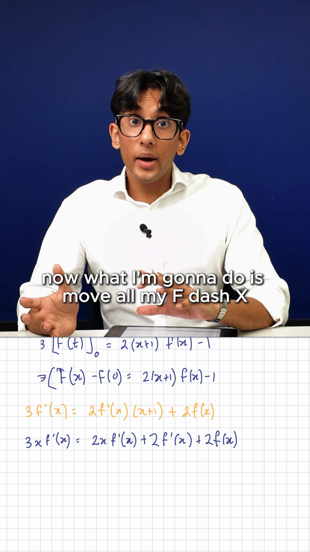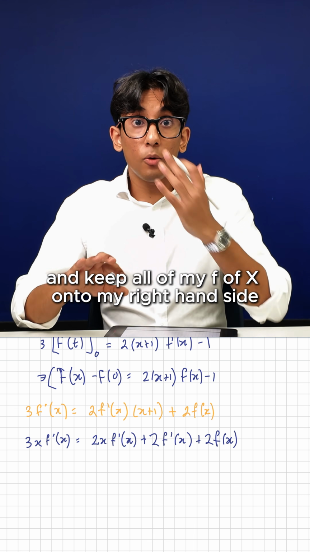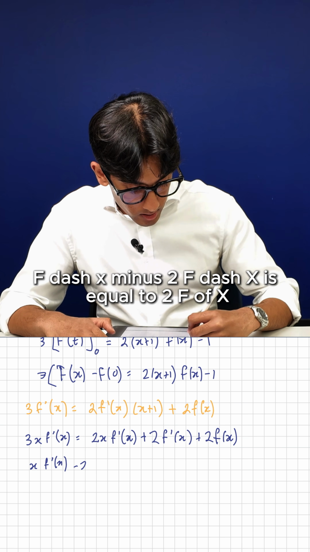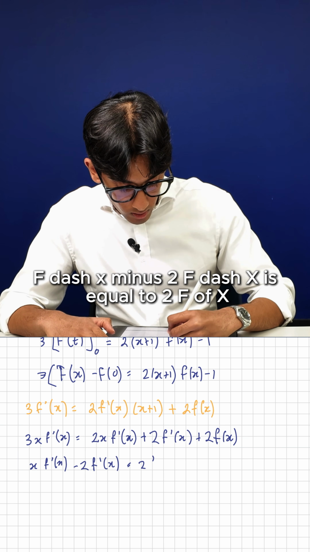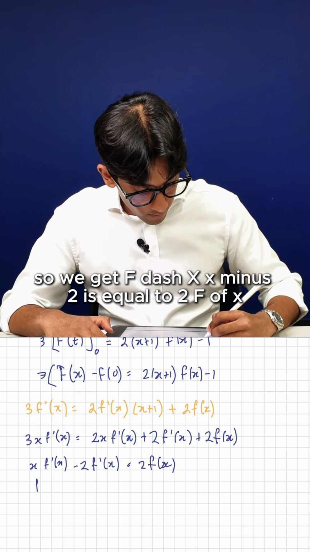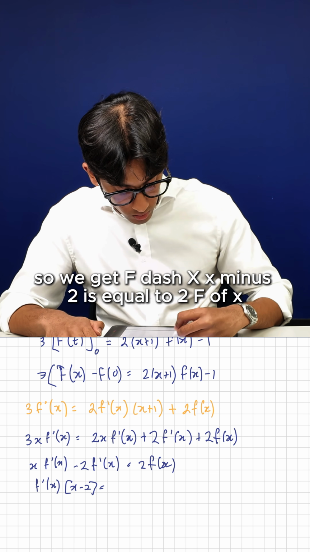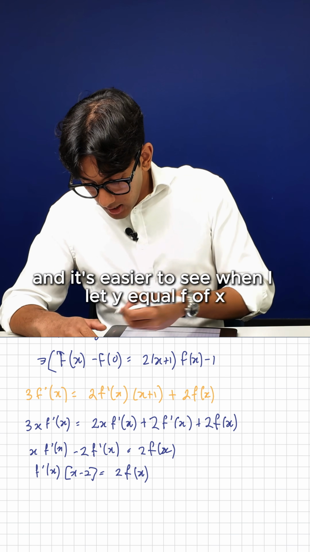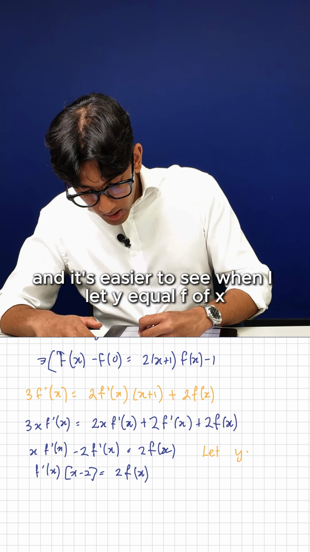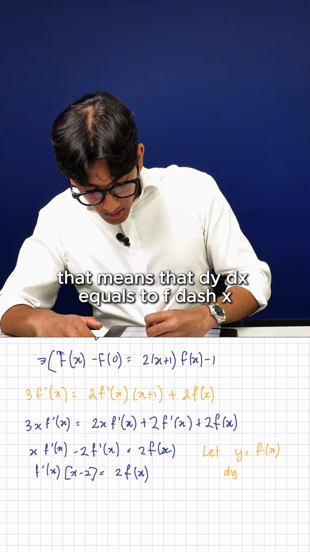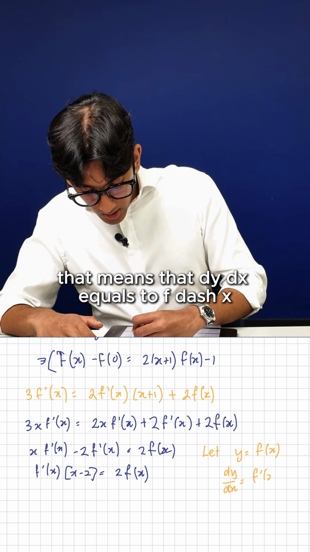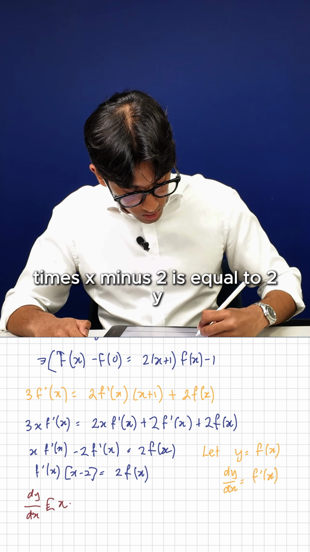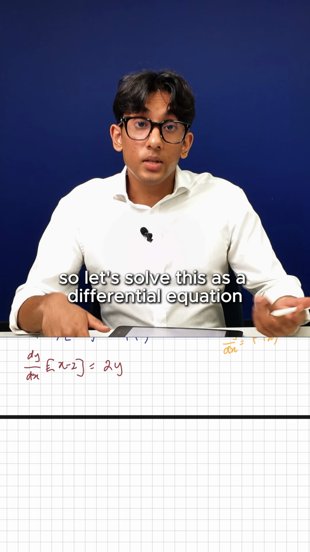Now what I'm going to do is move all my f dash x's onto my left hand side and keep all of my f of x's onto my right hand side. So we get x f dash x minus 2 f dash x is equal to 2 f of x, and we can then factorize, so we get f dash x times x minus 2 is equal to 2 f of x. Now this might be hard to spot, but this is actually a differential equation, and it's easier to see when I let y equal f of x. That means that dy dx equals f dash x. So if I sub that back in now, we know that dy dx times x minus 2 is equal to 2y. So let's solve this as a differential equation.